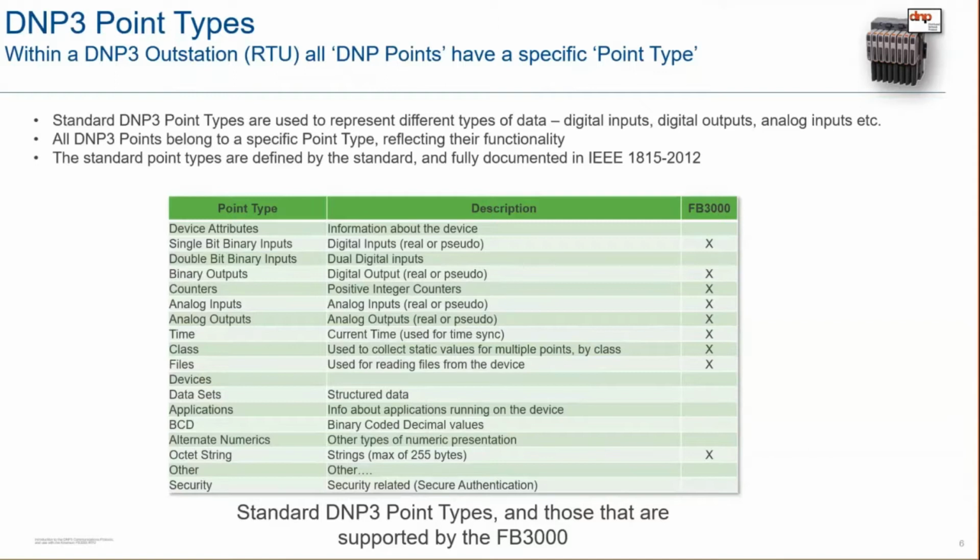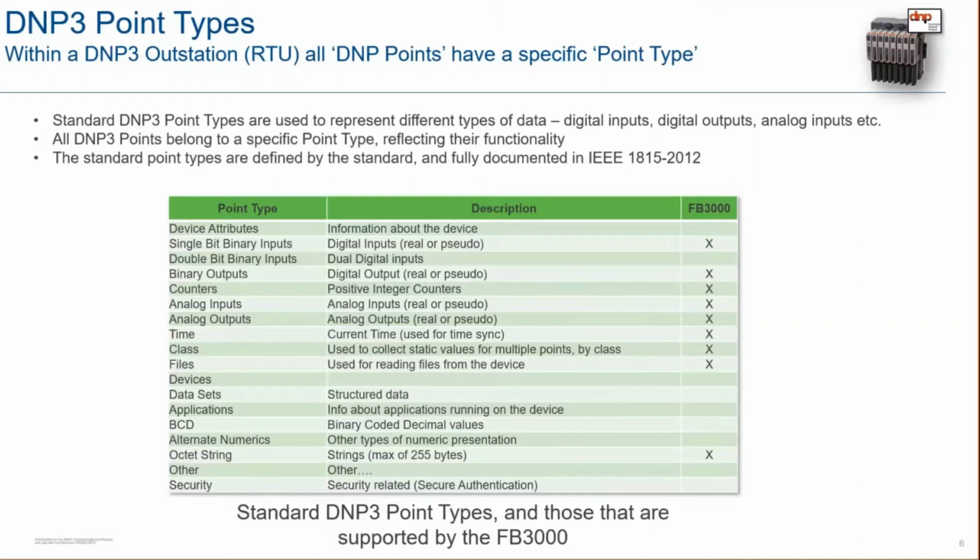Now, I'm not going to go through all the point types here, but this table shows all the point types that exist and are defined by the DNP3 standard, and then those X's over in the right-hand column, those are the ones that are used and supported in the FB3000. And those are the ones that if you're using the product or you're configuring a SCADA system to talk to it, you'll need to be familiar with. Realistically, it's the analog inputs and outputs, the counters, and the binary inputs and outputs that will be of most interest, but I have listed them all here.